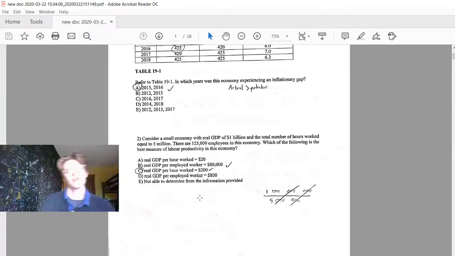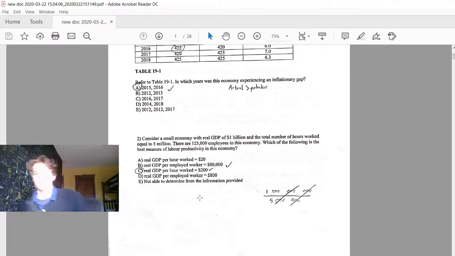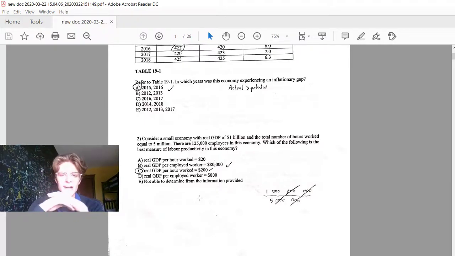This one. Consider a small economy with real GDP of $1 billion and total number of hours worked equal to 5 million. There are 125,000 employees in this economy. Which of the following is the best measure of labor productivity in this economy? There's a lot of info in this question. What's important is to look at exactly the wording of the question, whether it's per hour worked or per employee. Productivity is not usually measured by employees. Per hour worked is a more common measure of that.